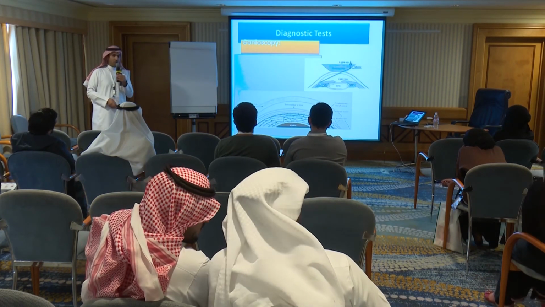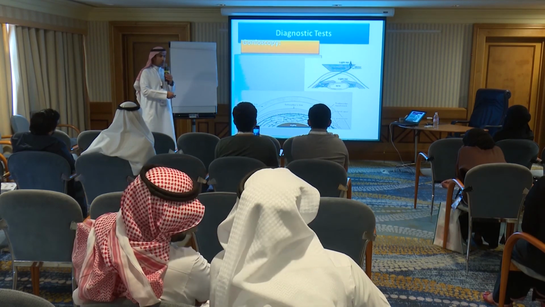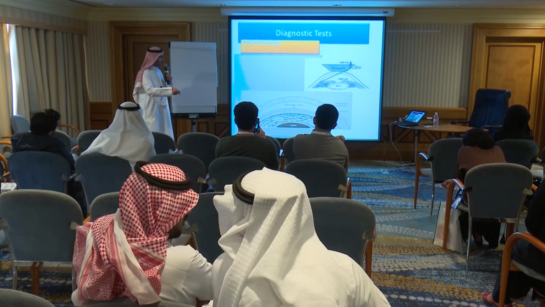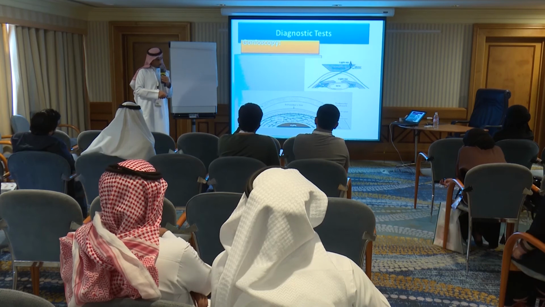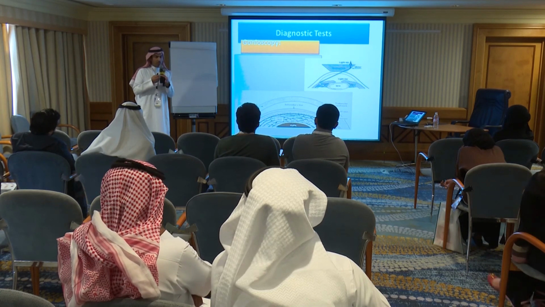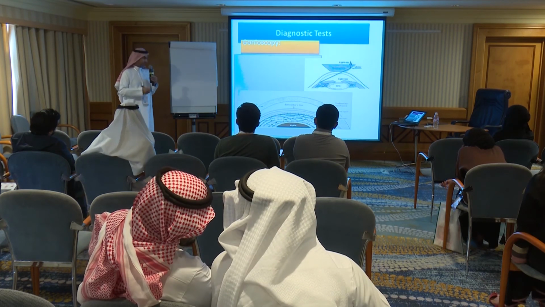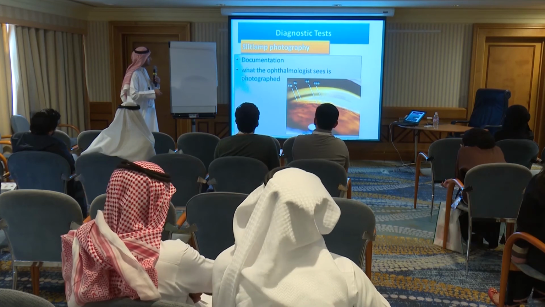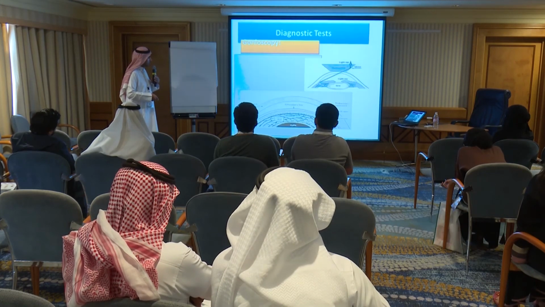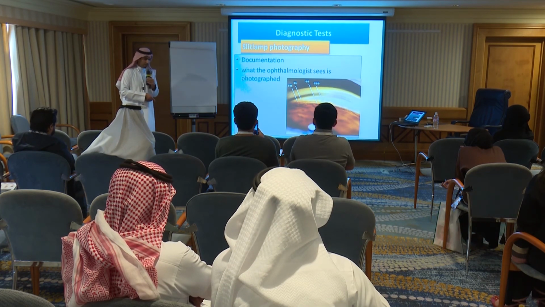Also, they do gonioscopy, and they use what we call a gonio lens. They anesthetize the cornea and put gonio gel, and when they do gonioscopy, they evaluate the angle, whether the angle is narrow or open. On slit lamp photography, they do photographs using the gonio lens. Just what the ophthalmologists see, they photograph.